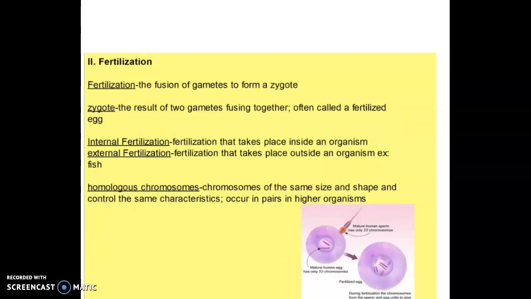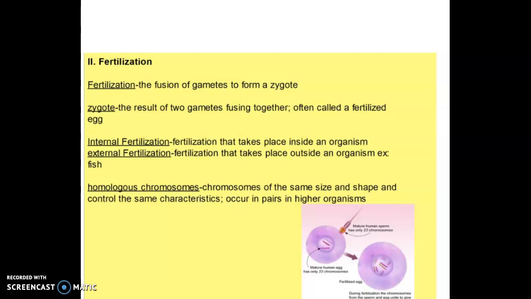Okay, and then fertilization. Fertilization is simply the fusion of gametes to form a zygote. So that obviously happens in sexual reproduction. The zygote is just the two gametes coming together. So in humans, that would be egg and sperm. This is often called a fertilized egg, a direct result of the fertilization process.